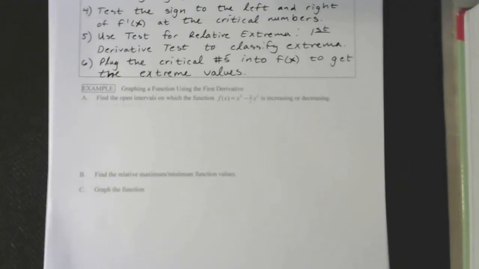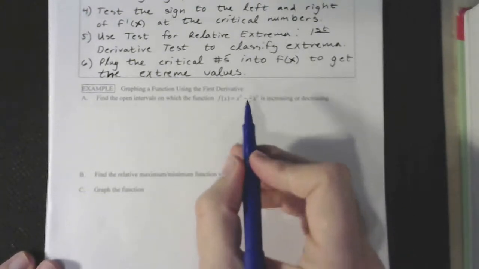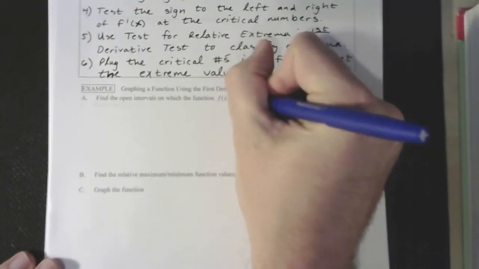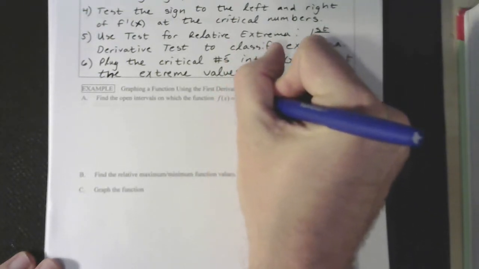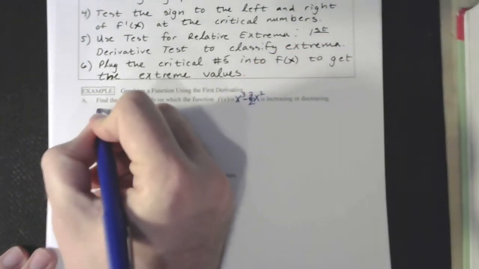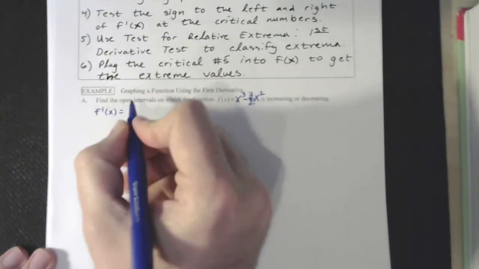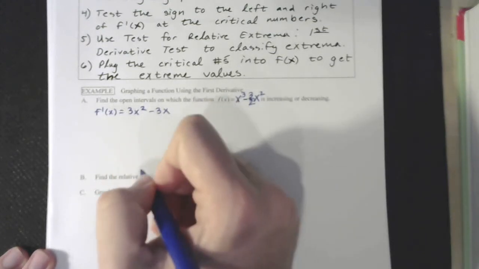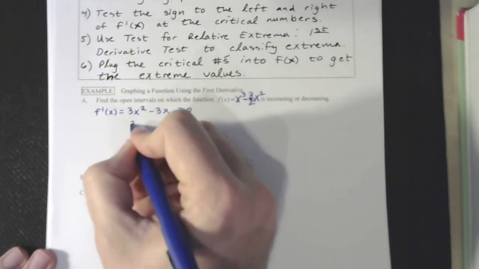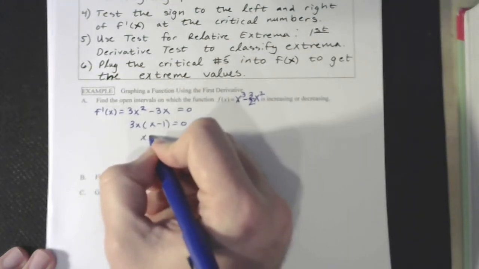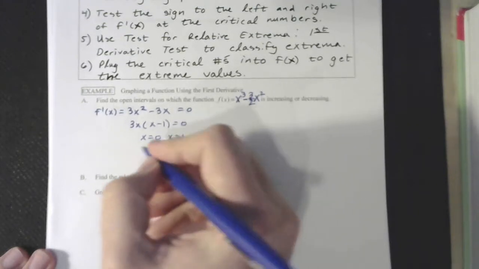So we're going to find the open intervals on which the function is increasing or decreasing. So our domain, it's polynomial. It's all real numbers. So I'll rewrite this here so you can see it. It's minus 3/2 x squared. So our derivative f prime of x will be 3x squared minus 3x. We're going to set this equal to 0. Factor out 3x, we have x minus 1 equals 0. And so x equals 0 and x equals 1 are the critical numbers.